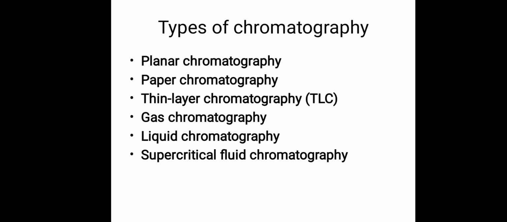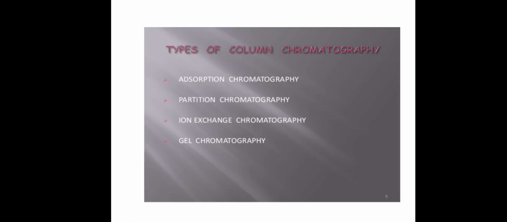Types of chromatography. These are the various types of chromatography: planar chromatography, paper chromatography, thin layer chromatography, simply called TLC, gas chromatography, liquid chromatography, supercritical fluid chromatography. Types of column chromatography: column chromatography is further subdivided into 4 types. One is adsorption chromatography, partition chromatography, ion exchange chromatography, and gel chromatography.